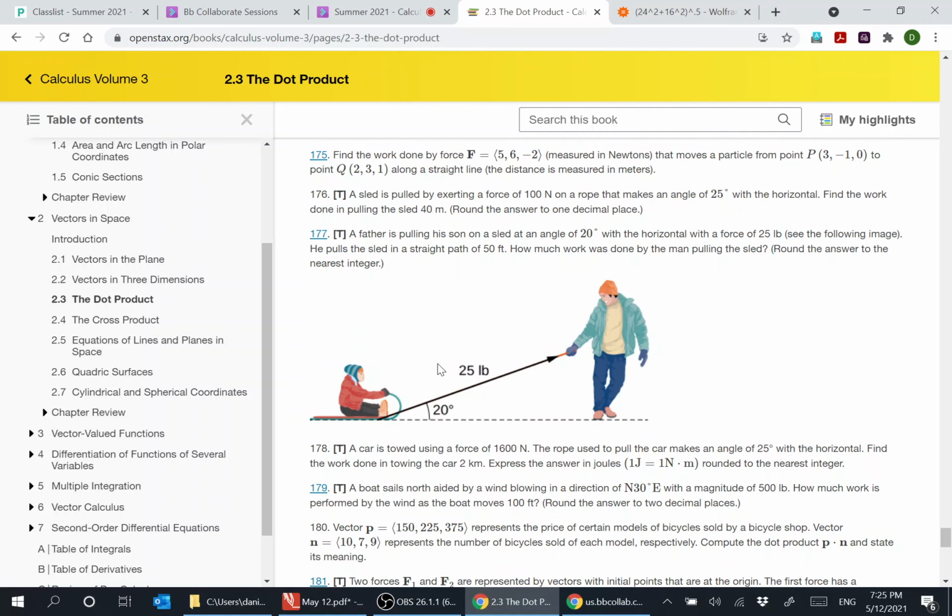So father is pulling his son on a sled at an angle. This is a classic example of what I'm talking about here, right? You're pulling the boy on the sled with that rope there. And the sled, of course, is moving along the ground, but the rope is not parallel with the ground. It's pointed upward slightly. So he's got an angle of 20 degrees with the horizontal, applying a force of 25 pounds. He pulls the sled in a straight path of 50 feet. How much work is done by the man pulling the sled, rounded to the nearest integer?